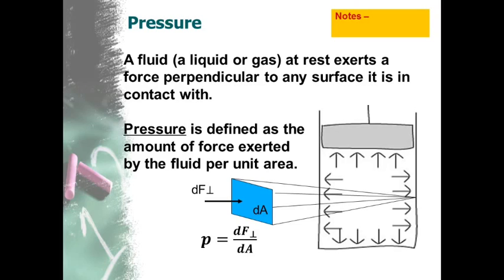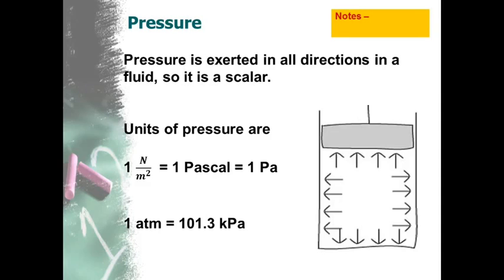If you have a liquid that is exerting a uniform force everywhere, then you would say that the pressure of that fluid is constant. But sometimes the perpendicular force can change at different areas, and so sometimes pressure is not constant. Pressure, unlike force, is exerted in all directions in the fluid, so we can't say that it has a particular direction, so we have to call it a scalar.